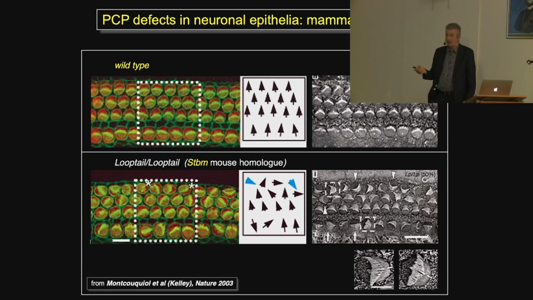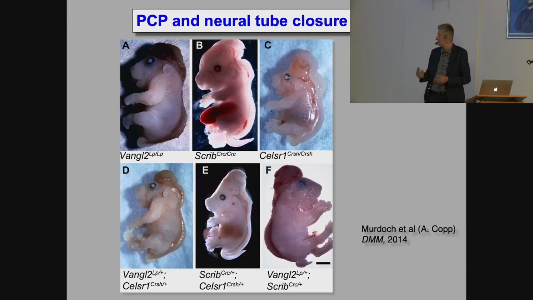The loop tail is an allele of Vangl2, sorry. And again, you can see that these cells look normal. They have a kinocilium, they have the stereocilia, but they just misalign, so they point randomly within this axis. So it's similar, again, from Drosophila to mammals, and these are just examples that are more extreme.